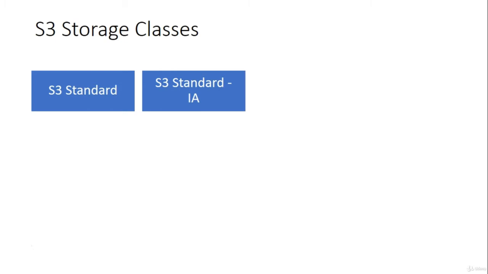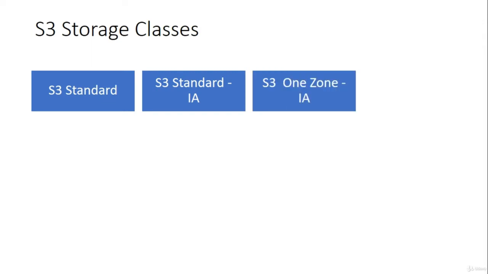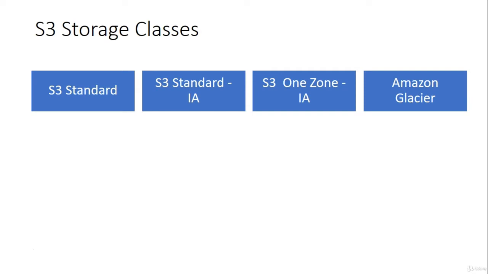S3 storage classes. There are 4 storage classes. The first one and the most important one, S3 standard. S3 standard IA, where IA stands for infrequent access. S3 one zone IA, and then Amazon Glacier.